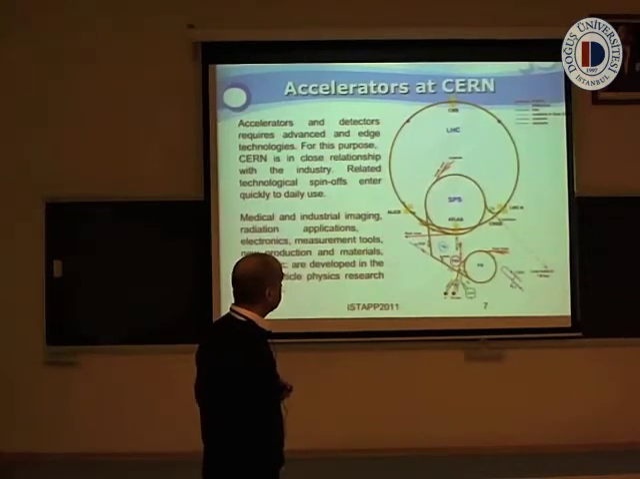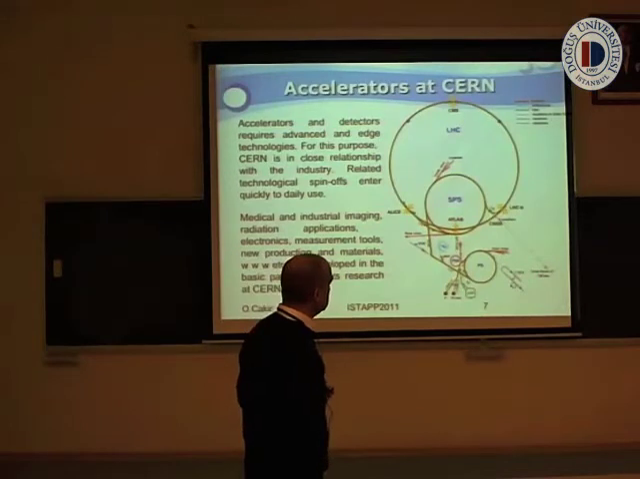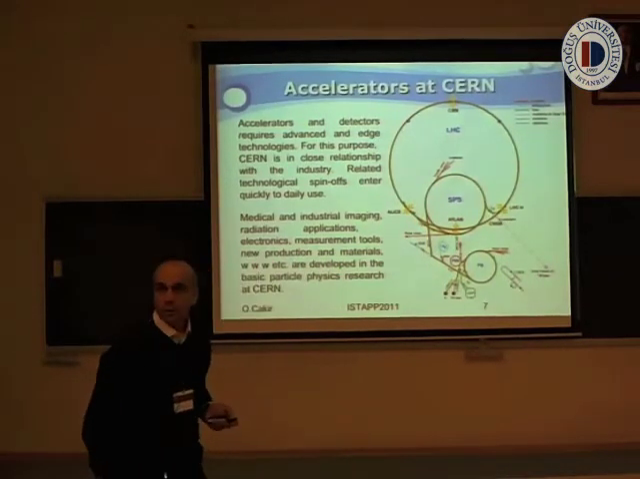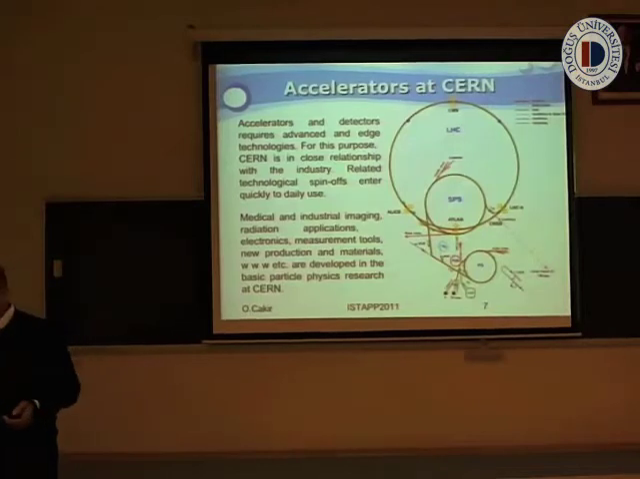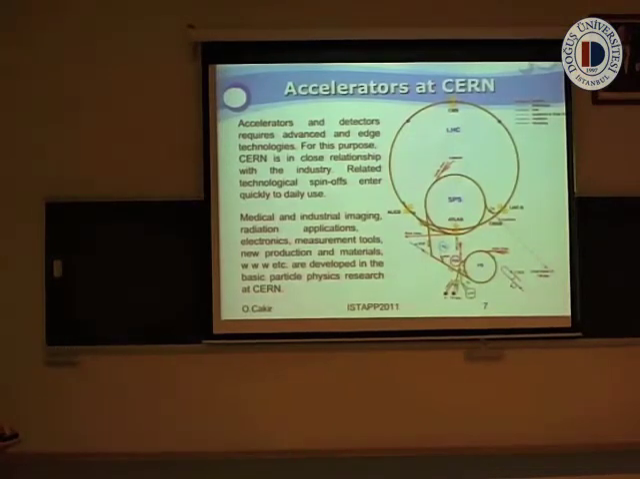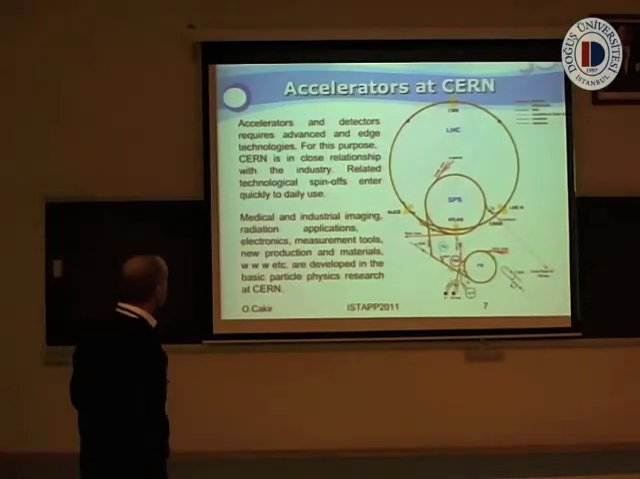LHC collides proton beams at four points, which are in the detectors. For example, in ALICE, in ATLAS, in LHCb, and the CMS. These are the four main detectors in which the collision occurs.